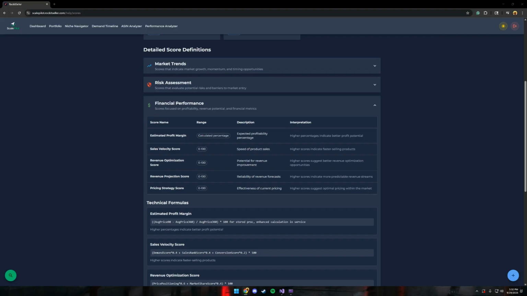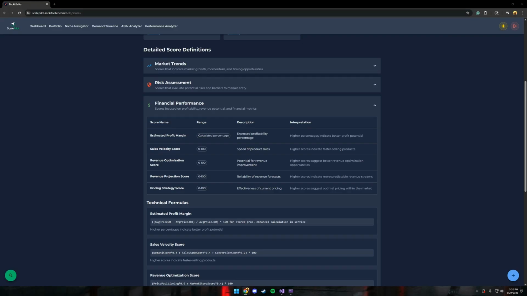The sales velocity score ranges from 0 to 100 and shows how fast products sell. Higher scores mean faster turnover and better cash flow, crucial for scaling your business. The revenue optimization score also ranges from 0 to 100 and indicates potential for revenue improvement. Higher scores suggest you can optimize pricing or positioning for better profits.